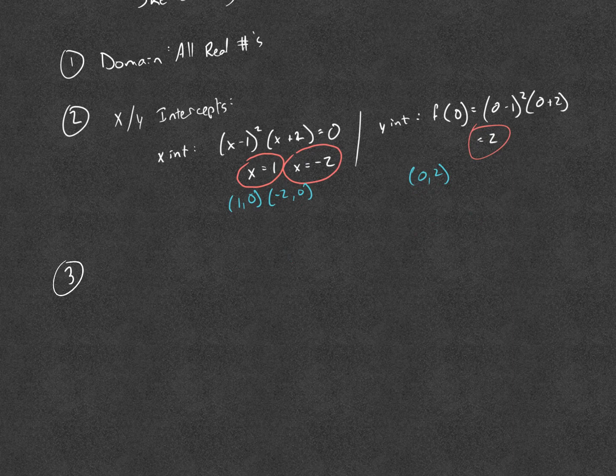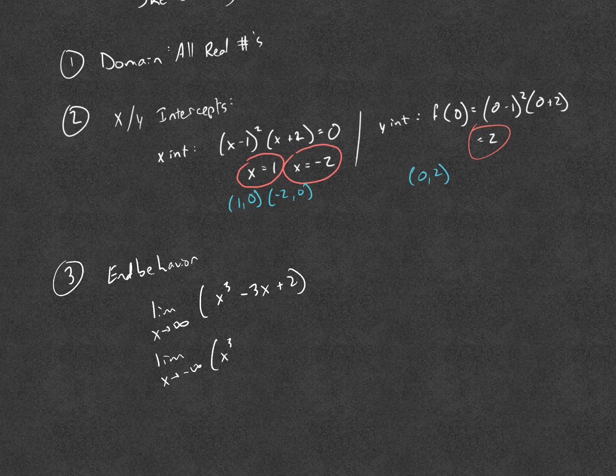Step 3 is the end behavior. So I want to know what is the limit as x approaches infinity and the limit as x approaches negative infinity of my function. Now, for this one, it makes sense to have the function out in its expanded form. So if you distribute all those parentheses together, what you should end up with is x cubed minus 3x plus 2.